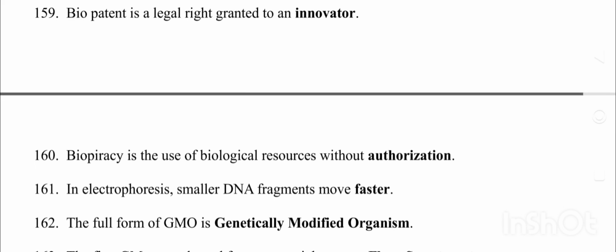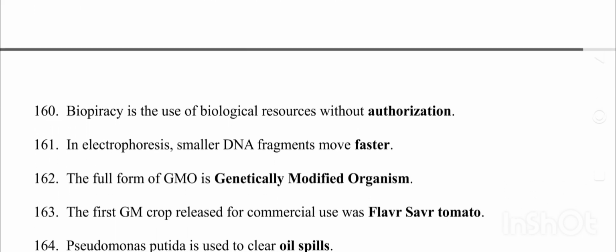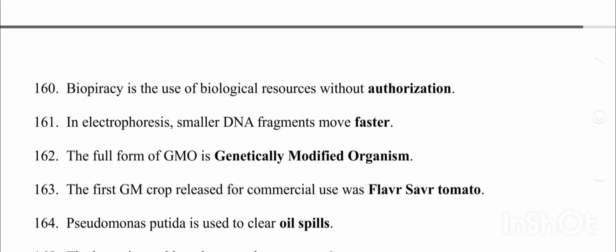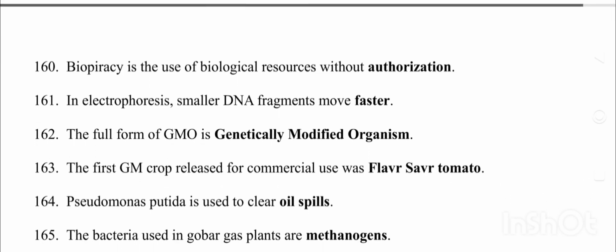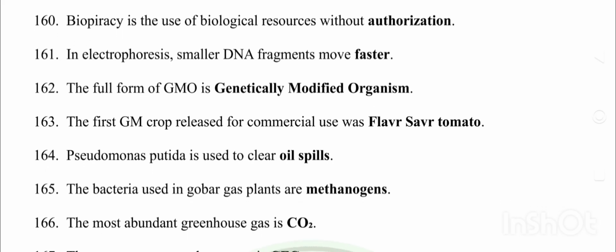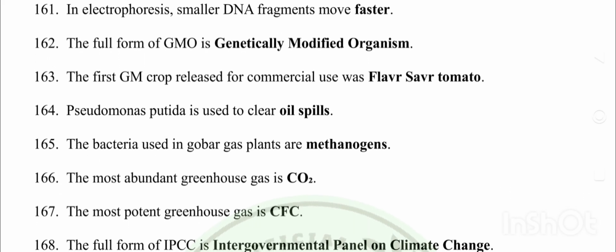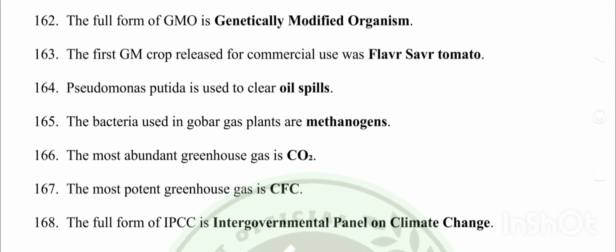161. In electrophoresis, smaller DNA fragments move faster. 162. The full form of GMO is genetically modified organism. 163. The first GM crop released for commercial use was Flavr Savr tomato. 164. Pseudomonas putida is used to clear oil spills.